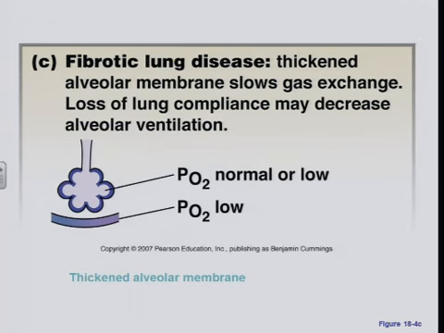Now, when we refer to fibrotic lung disease, we refer to a thickened alveolar membrane. This thickened alveolar membrane slows gas diffusion because it increases the distance of gas exchange. Also, we have a loss of lung compliance, and that could decrease alveolar ventilation. So in this case, we could have a normal to low alveolar ventilation depending on the severity of the disease. If we have mild disease, we can use more inspiratory effort to expand the alveoli to get a normal tidal volume in there.